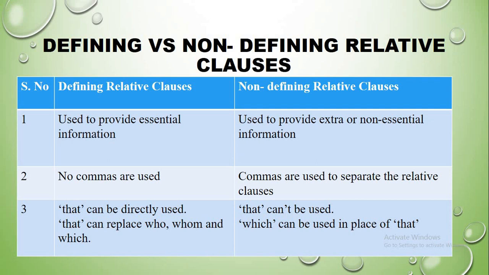The third point, that can be directly used, that can replace who, whom and which. That can't be used in non-defining clauses, which can be used in place of that. So in defining relative clauses we use that directly, whereas in non-defining relative clauses we don't use that directly. Instead of that we use which or who.